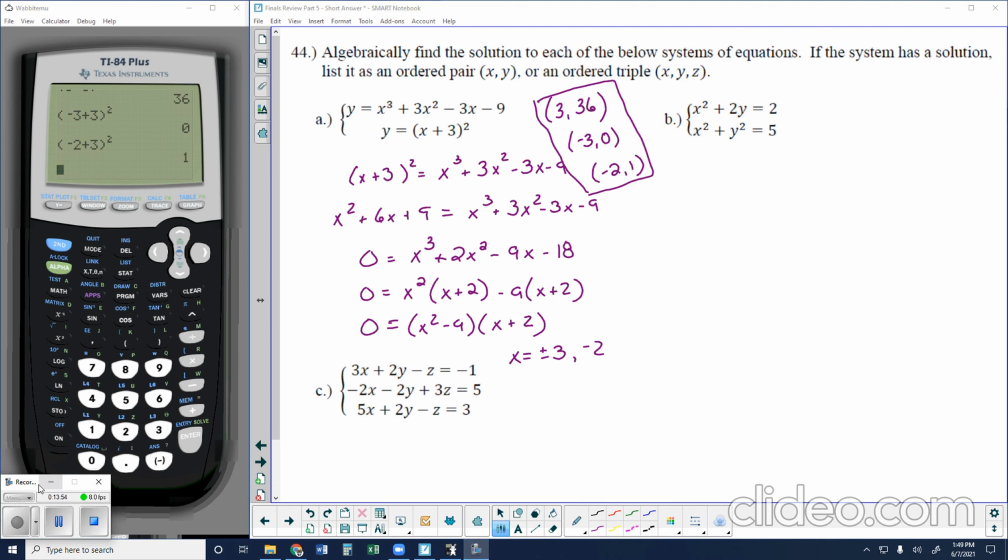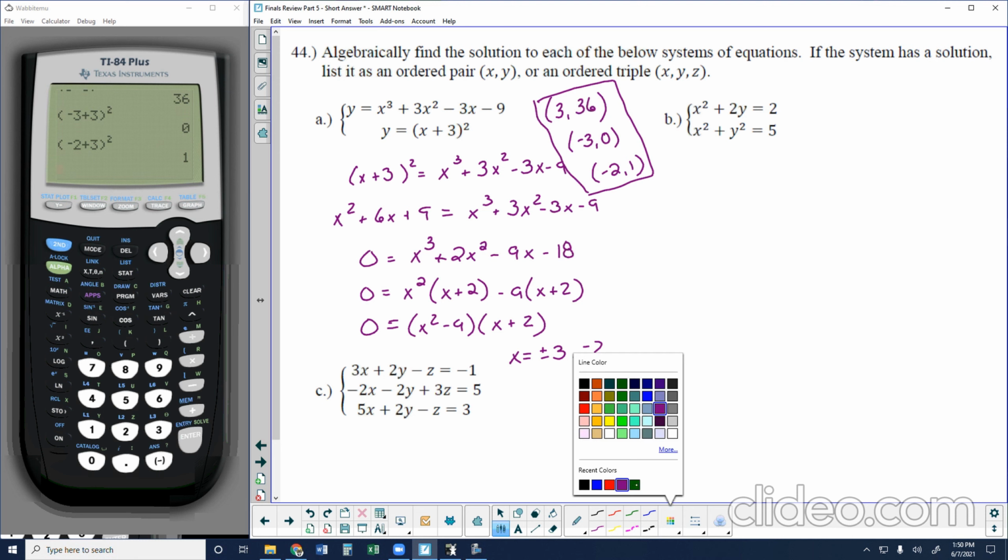So this was a polynomial, a cubic function, and a quadratic. In part B, I see two equations. The top is going to be a parabola, and the bottom is going to be a circle. So we want to find the intersections of these two figures. If I take a look at the way that these are set up, I may notice that an easy way to simplify this would actually be through elimination if I wanted to do it algebraically.